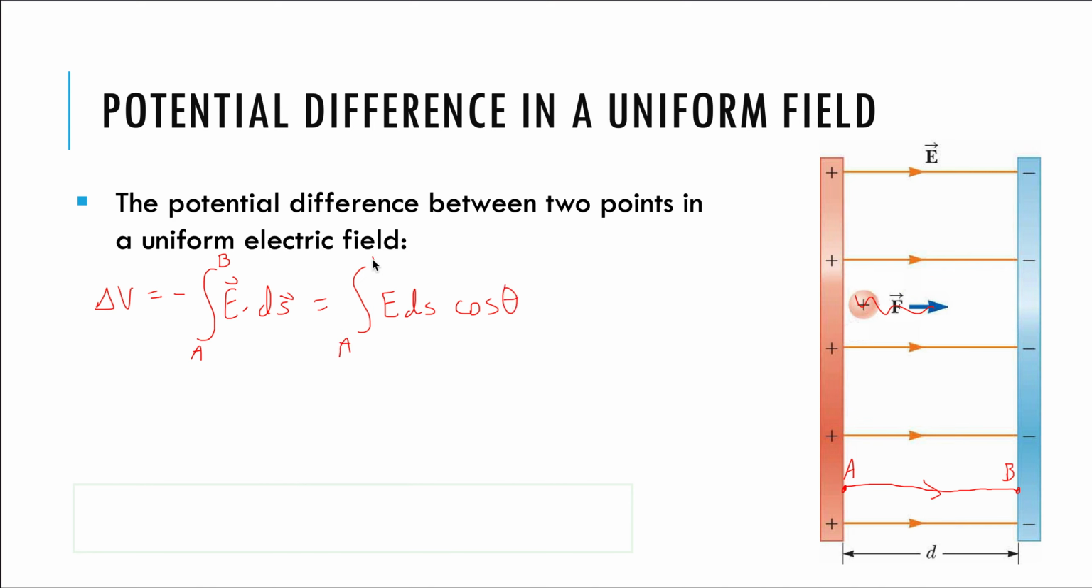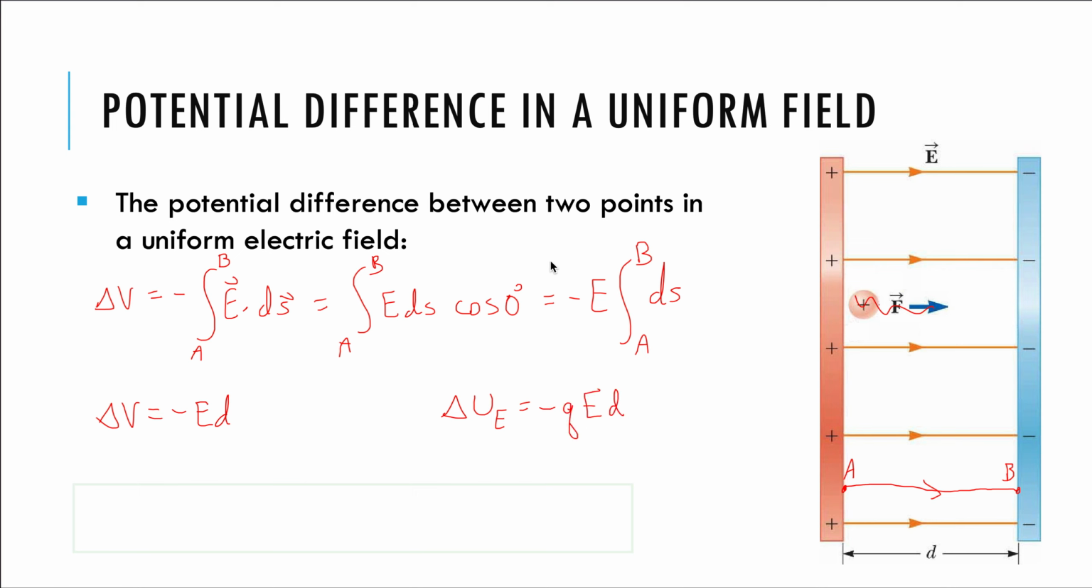And that means that since this is 0 degrees, we get negative E and the integral of ds. So we're just integrating along the path from A to B, and the distance from A to B is just d in this case. So we get delta V is negative ED. And this should come as no surprise because we found back in video 518 the expression for the change in potential energy of a charge. If we remember, in a uniform field it was negative Q ED.